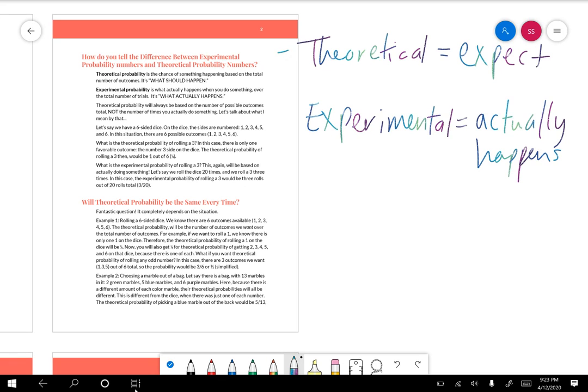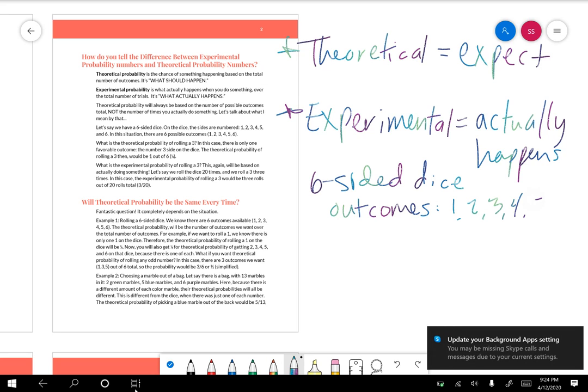Okay, so here we're not doing anything. Here we are doing something. Okay, so theoretical probability will always be based on the number of possible outcomes total, not the number of times you actually do something. So what I mean by that, let's say that we have a six-sided dice. It's a fair dice, so it's not weighted. The outcomes here, meaning when I roll the dice, what could I get? The possible outcomes are 1, 2, 3, 4, 5, and 6.